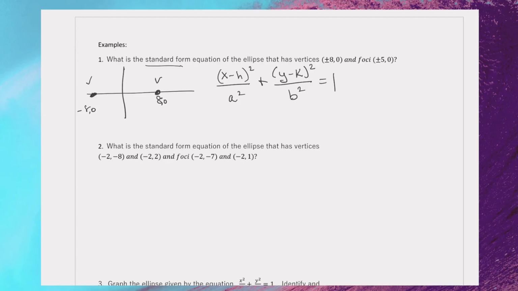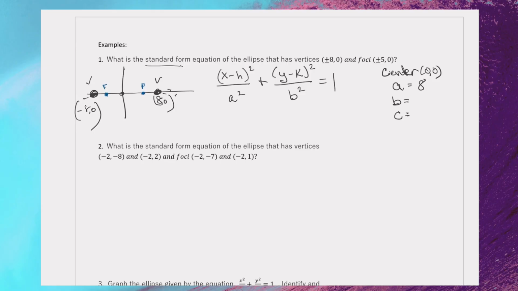So I know if this is my vertice and this is my vertice, well, halfway in the middle is going to be my center. So I know my center is at 0, 0. And I know A is 8 units. Okay? We'll have a B and we'll have a C. I also know the foci, and it's telling me that the foci is 5, 0 and negative 5, 0. So there's a foci and there's a foci. So 2 vertices, 2 foci.